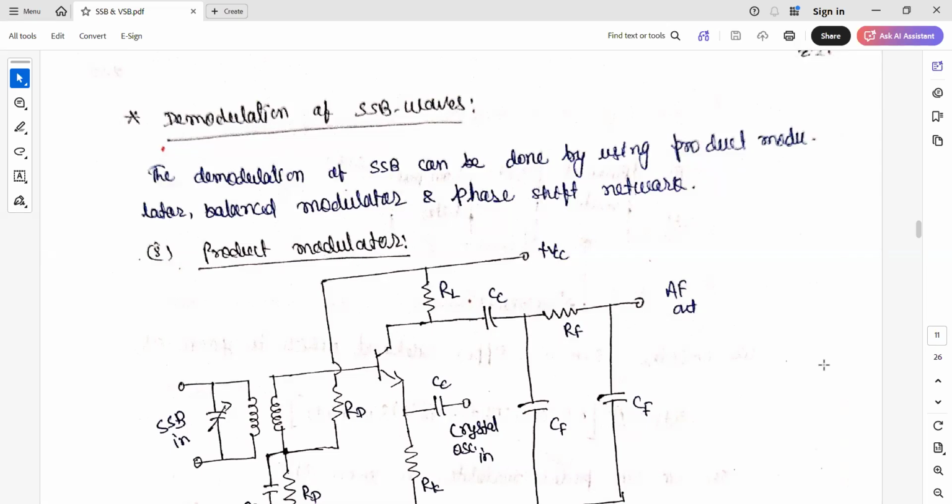Demodulation of SSB waves. Here we are going to see with the help of three different methods: the product modulator, the balance modulator, and apart from these, the third one is carrier reinsertion. We'll see how we can obtain the baseband signals from the received signals. We are going to see all that in detail with the help of circuit diagrams and some expressions. So these are important questions. Before this, we have already discussed generation.